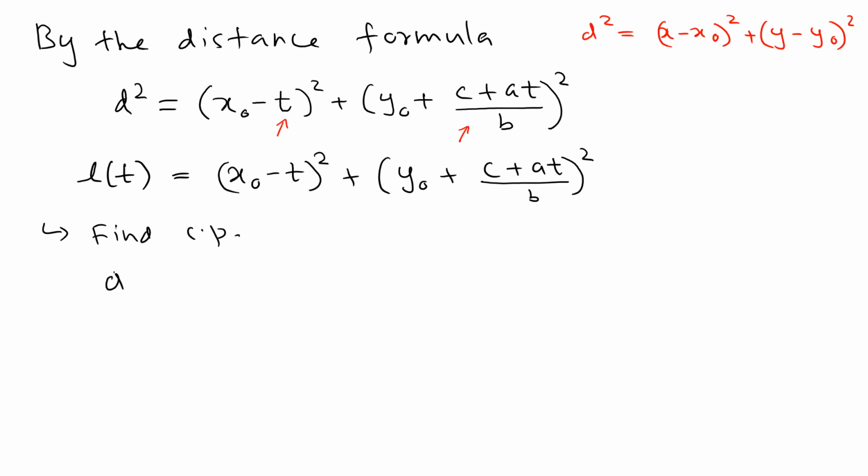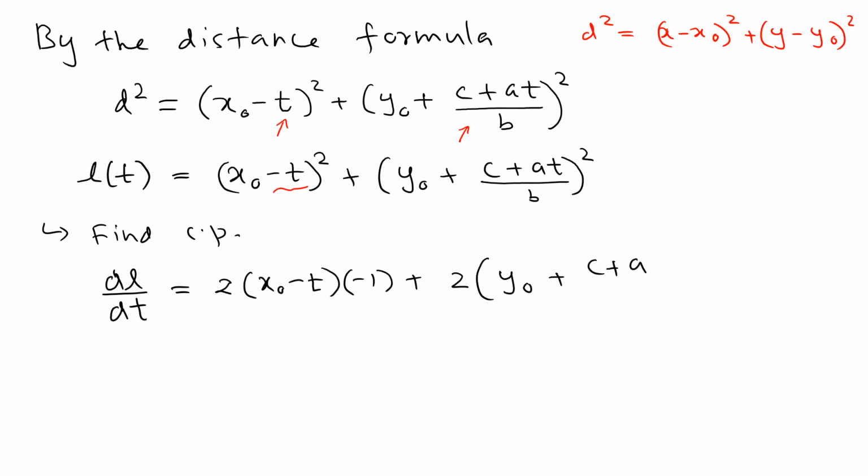So it is dL over dt. Let's take the derivative. This is very easy. Use the chain rule. It is 2 times x naught minus t, times the derivative of the inside function, which is negative t, so you get negative 1, plus the same thing on the other side: 2 times y naught minus c plus at over b, times the derivative of the inside function, which gives the a over b term. So you get a over b.